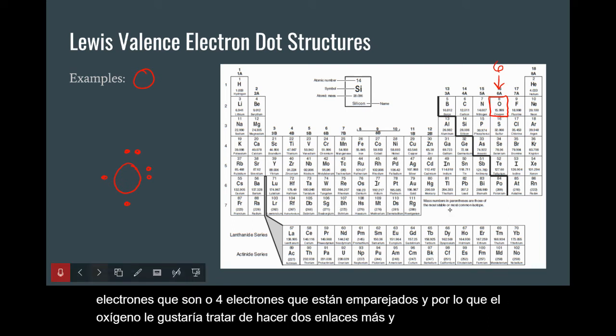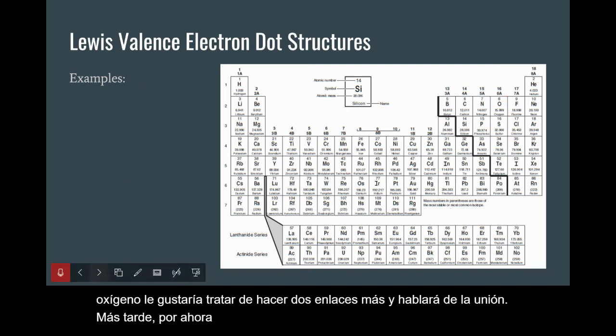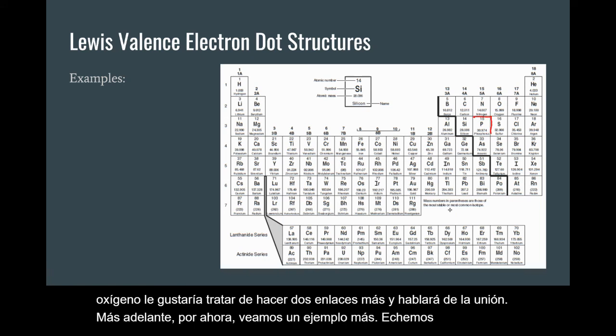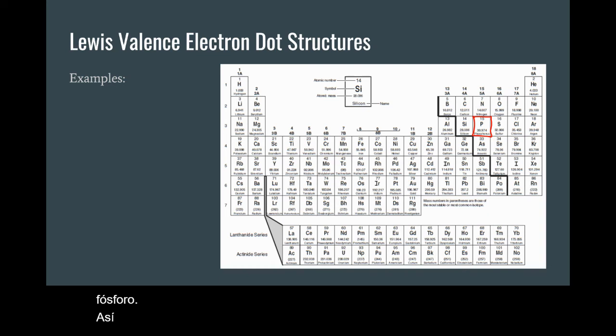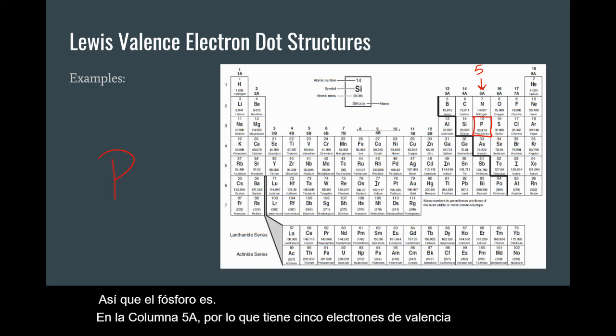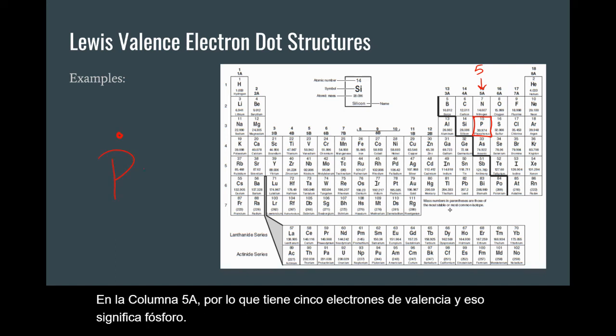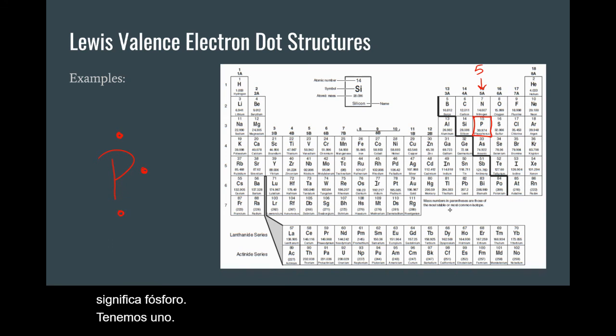For now, let's look at one more example. Let's look at something like phosphorus. So phosphorus is in column 5A, so it has 5 valence electrons. And that means phosphorus will have 1, 2, 3, 4, 5 electrons. That's valence electron dot structures.